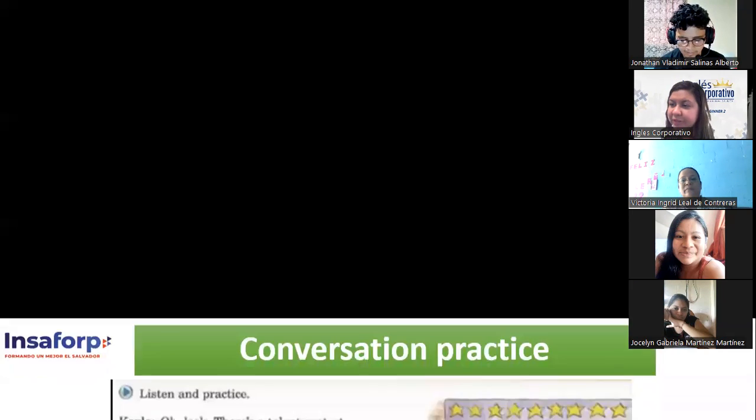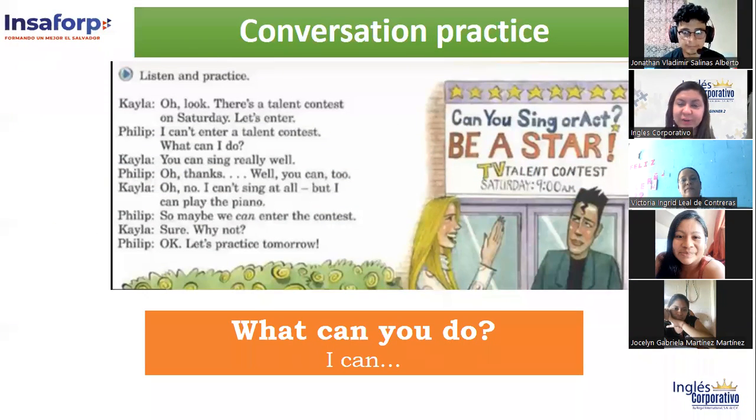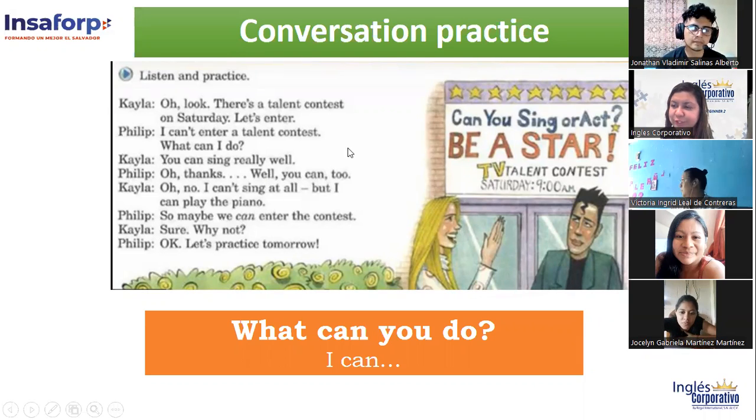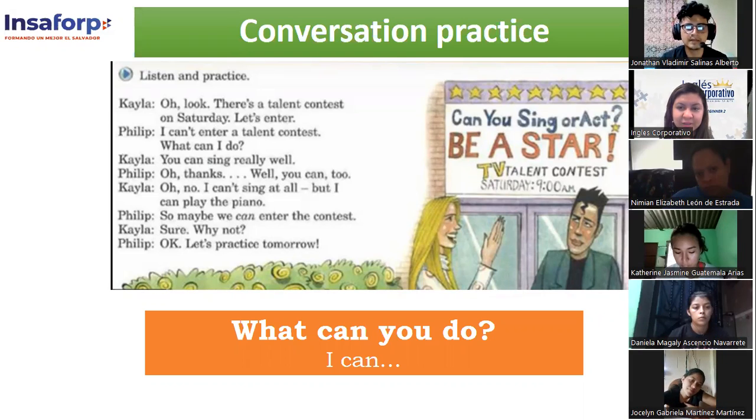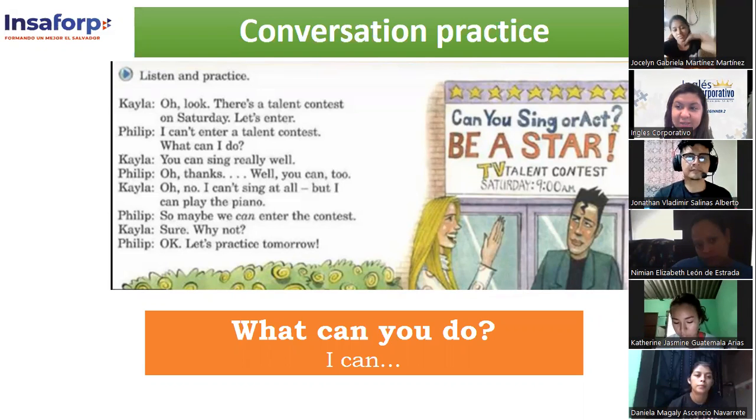Okay, now we are going to go over a conversation practice. This is about talents, a TV talent contest. Okay, we have Kyla and Philip. I need two volunteers to read the conversation. Two volunteers, please. Only two. Okay, Jonathan is going to be Philip, and I need Kyla. Okay, Jocelyn, thank you.